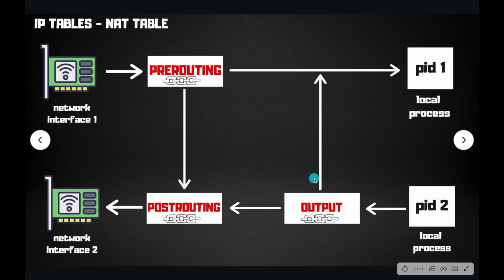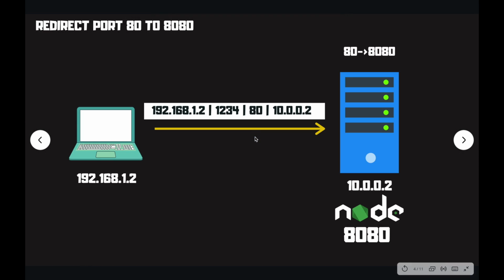right? So now that I've explained that table, how about we give an example? The first popular example that I always run into, right, is I am running Node.js or Python or any process that is listening on some port.